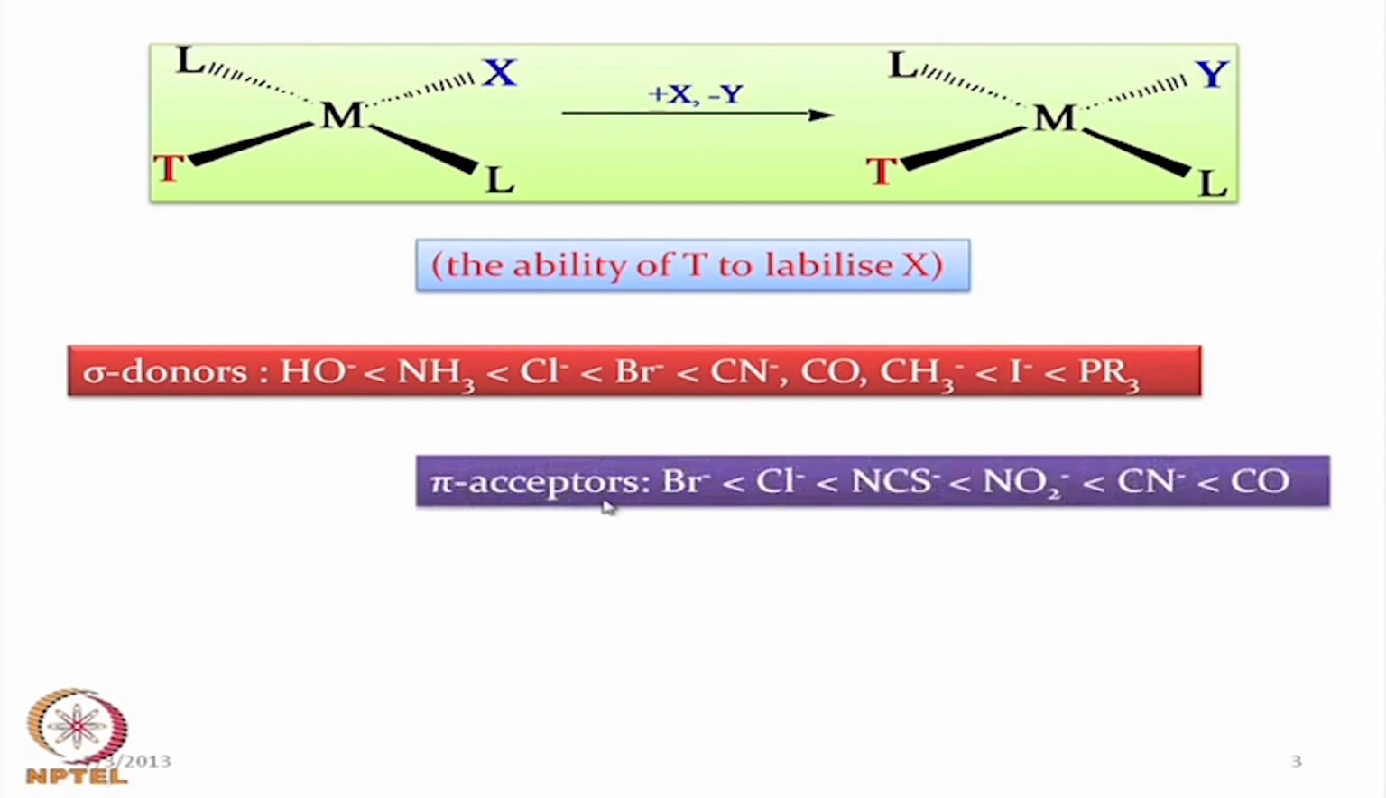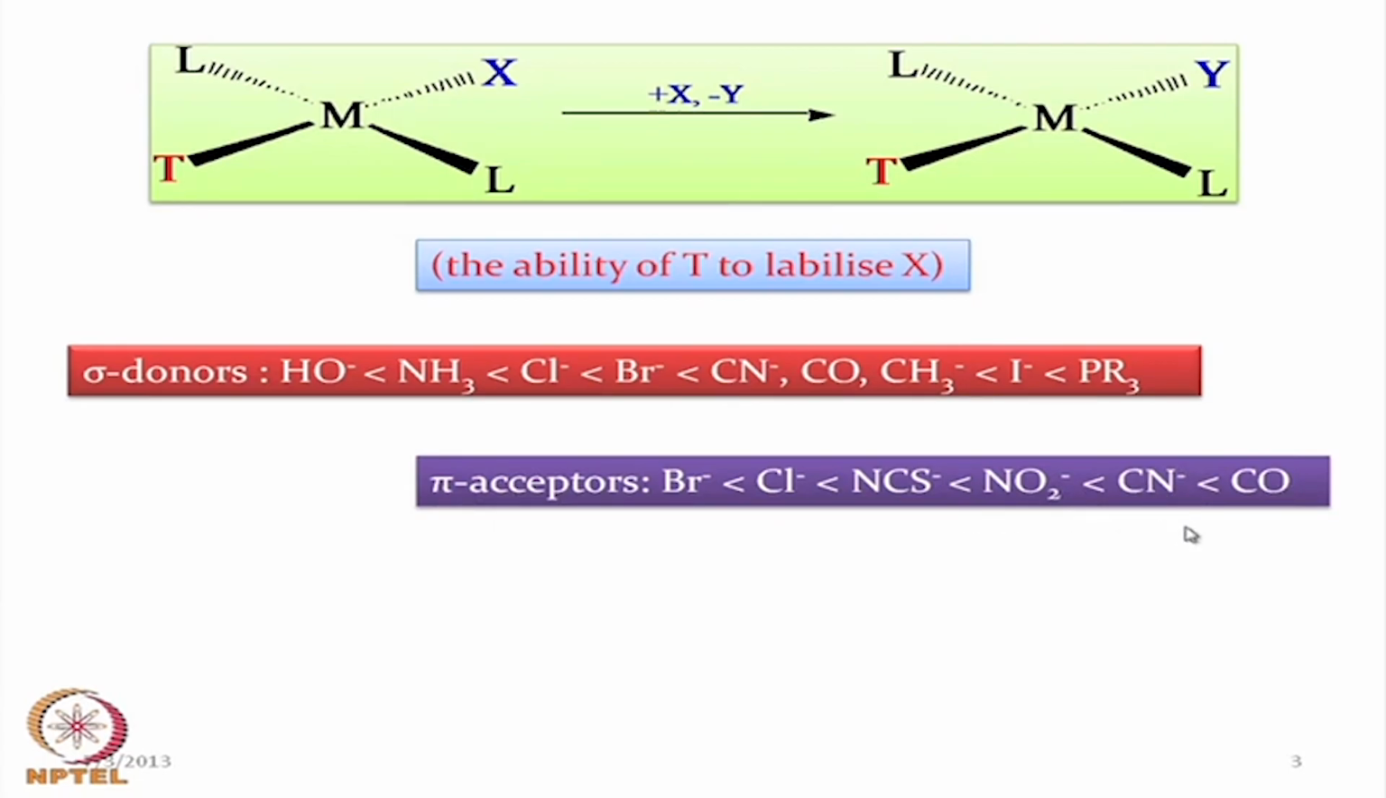Similarly, for the pi acceptors, the order is typically a different type of order where the position of Br⁻ and Cl⁻ is different, because Cl⁻ will have higher pi acceptance capability compared to Br⁻. Then thiocyanate is also higher than Cl⁻, then nitrite, then cyanide, and then CO. Here we have clubbed cyanide, CO and CH3⁻ together, but here CO will have a higher pi acceptance capability compared to the CN⁻.